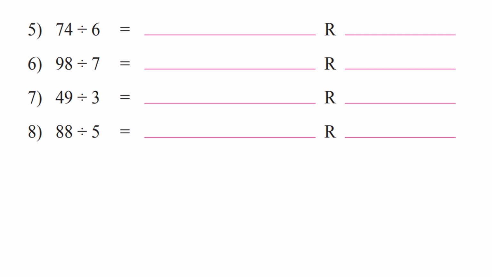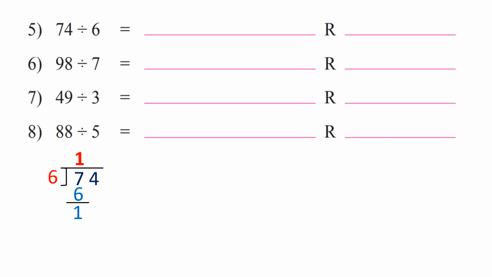Next to that is number 5. Number 5 is 74 divided by 6. Look at the solution, students. 7 divided by 6 is 1. 6 times 1 is 6. Then 7 minus 6 is 1.